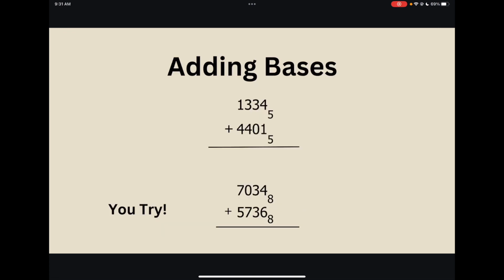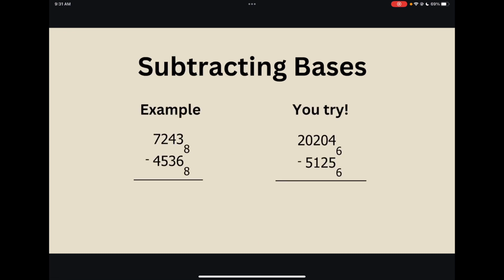Next, we went on to adding bases now that we're comfortable with working in different bases other than 10. Again, we went through a problem on the board, and then we had them try the second example. And then that was the answer for the first one, and that was the answer for the second one. Then same thing, we did subtracting bases, so we went over an example, and then we had them try on their own. And these were the answers.